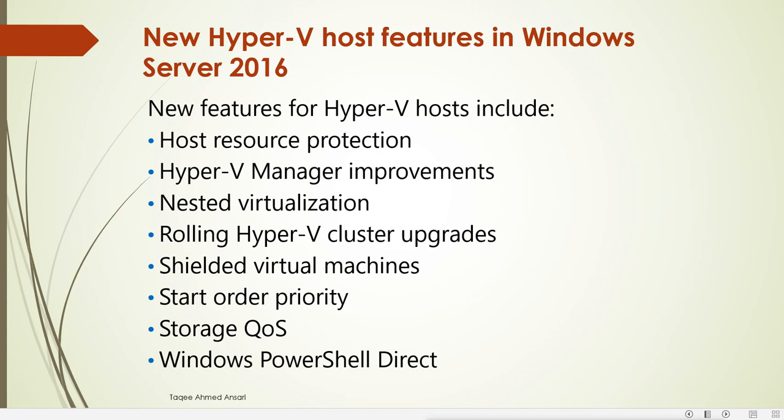So these are the new features we have in the Hyper-V host with Windows Server 2016. Now Hyper-V host means the host which is hosting the virtual machines. For the host, we have these new features available in 2016 server. First is host resource protection, that means it is going to protect the resources of the host. That means the RAM, hard disk, processor, all those resources in the host are going to be protected from attacks from the virtual machine. That means if an attacker tries to access the resources of the host from the virtual machine, it is going to be protected. It is going to be more secure now.